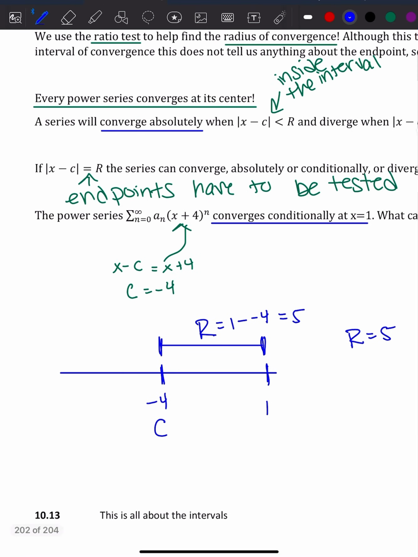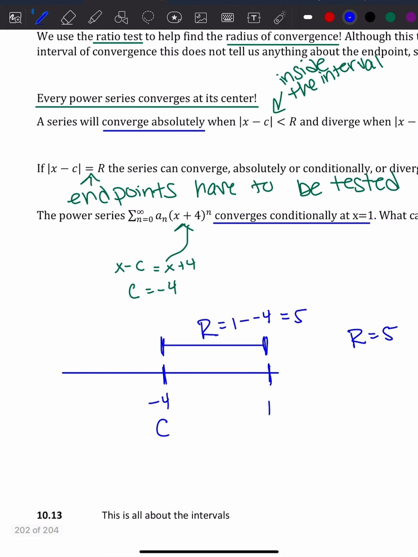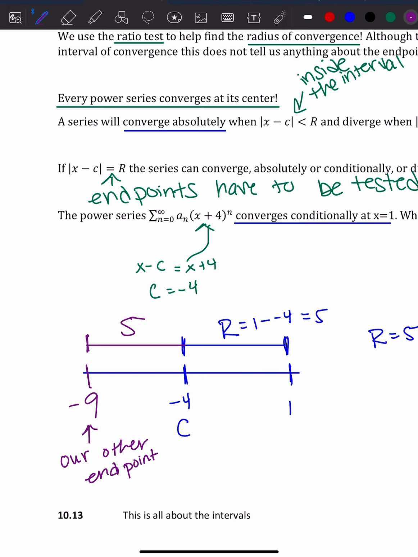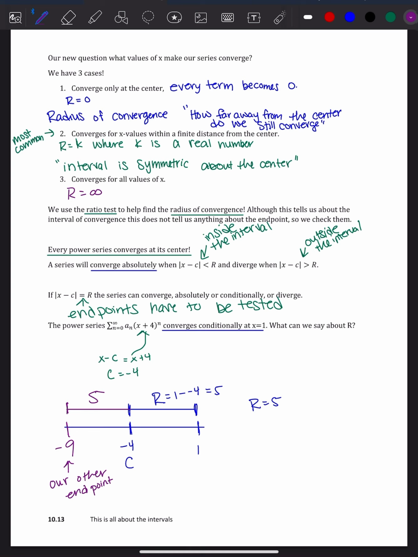The other thing that I can say, even though it doesn't ask us about it, is what the other endpoint is. So if I know r is equal to 5, and I know that my center is negative 4, 5 in this direction is going to be my other endpoint. So if I take 5 away from negative 4, we get negative 9. So negative 9 is my other endpoint. What I don't know is what's going on at this endpoint. So a lot of times when we look at these questions, they might be more like a scavenger hunt of, what do we know? What can we do? Things kind of like that.